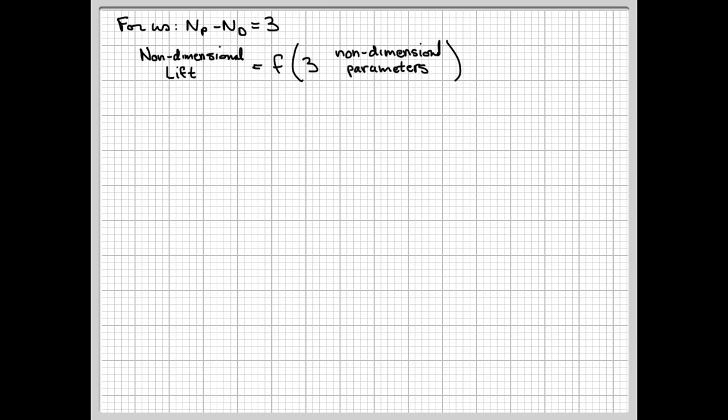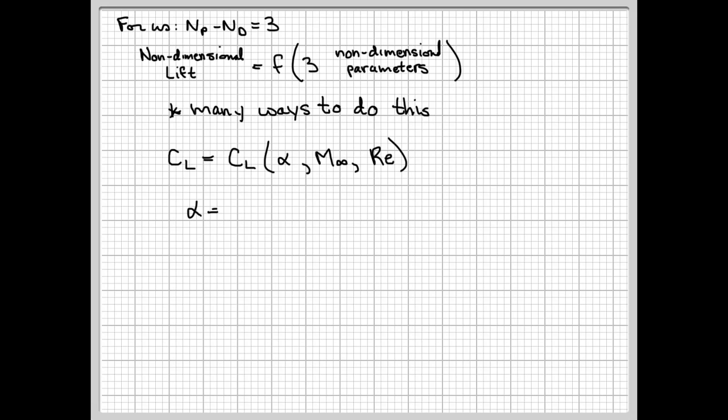There are many ways I can do this non-dimensionalization. There's not a unique way to do it, but what's done in aerodynamics usually is we use the lift coefficient as the non-dimensional lift, and then the 3 parameters that we tend to work with in non-dimensional forms are the angle of attack, which is already non-dimensional. I mentioned that, the Mach number, and the Reynolds number.